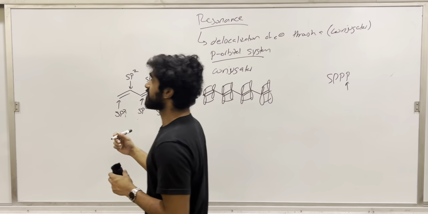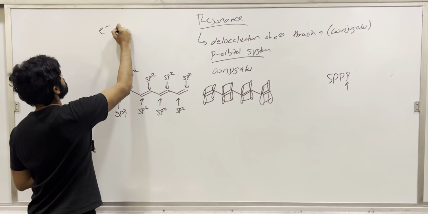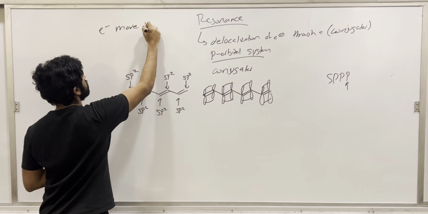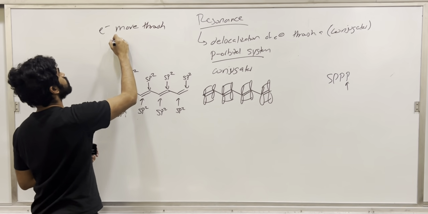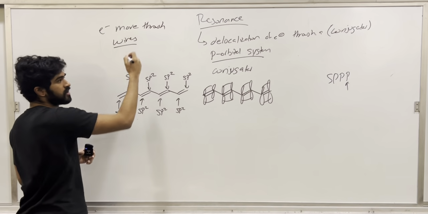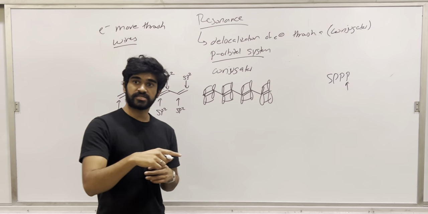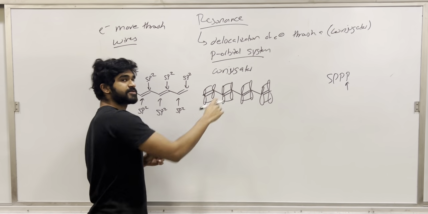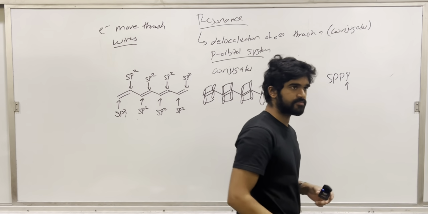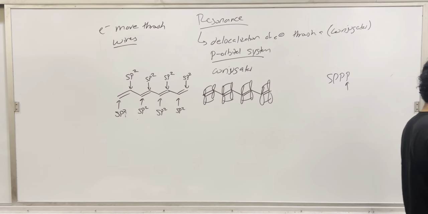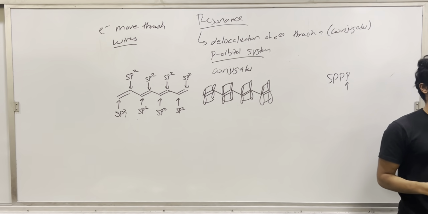And in real life, what do electrons do? Electrons move through what? Electrons move through wires, right? And I want you to think of conjugated systems like wires, like little wires that connect parts of the molecule together, that electrons are capable of moving through.